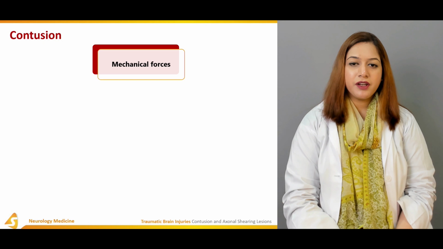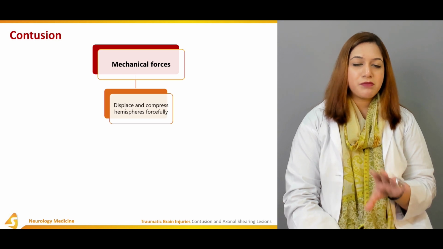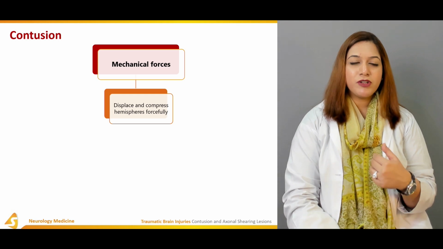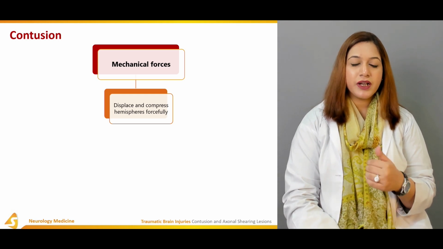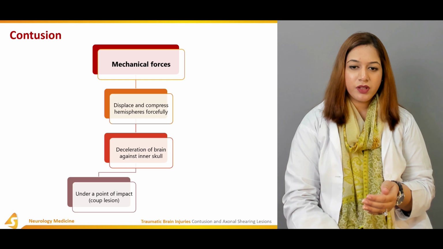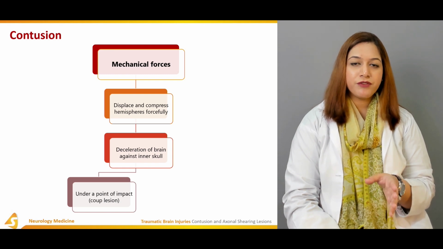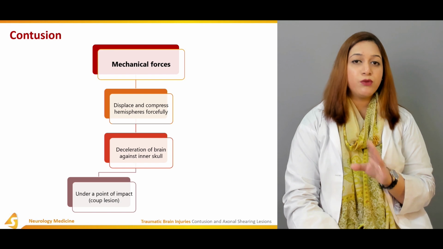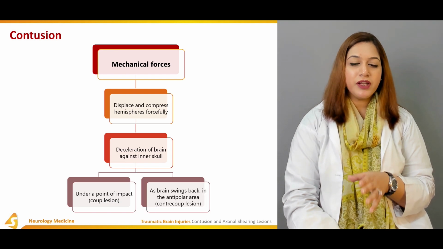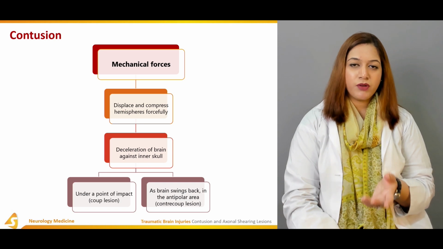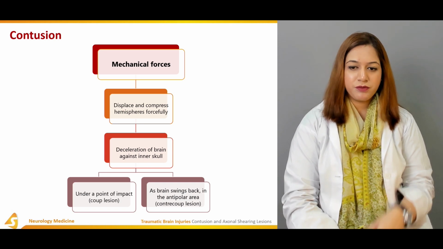There are certain mechanical forces that displace and compress the hemispheres forcefully, which lead to deceleration of brain against the inner skull. Whenever there is deceleration of brain against the inner skull, the brain gets damaged either under a point of impact, which is known as a collision, or as the brain swings back in the antipolar area, also known as the counter collision.